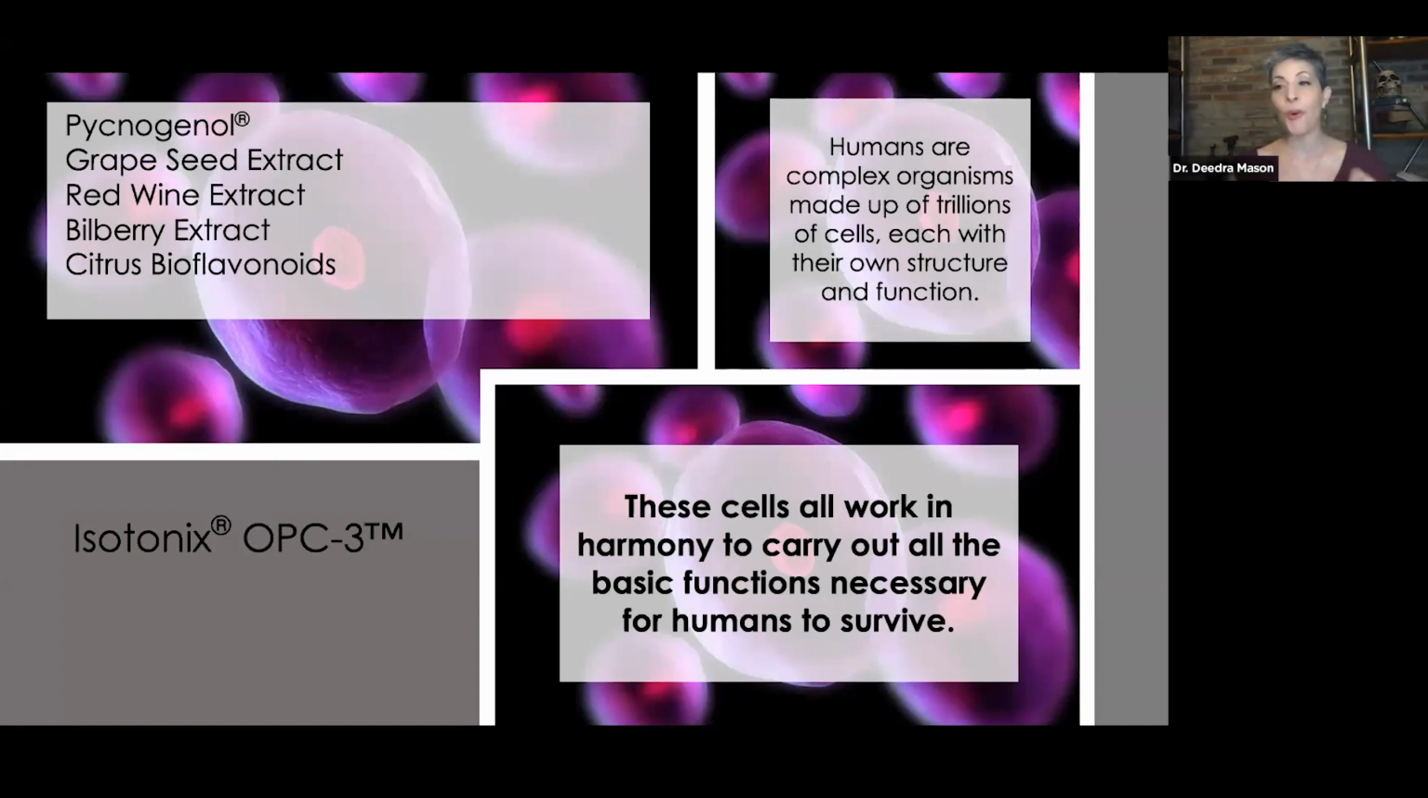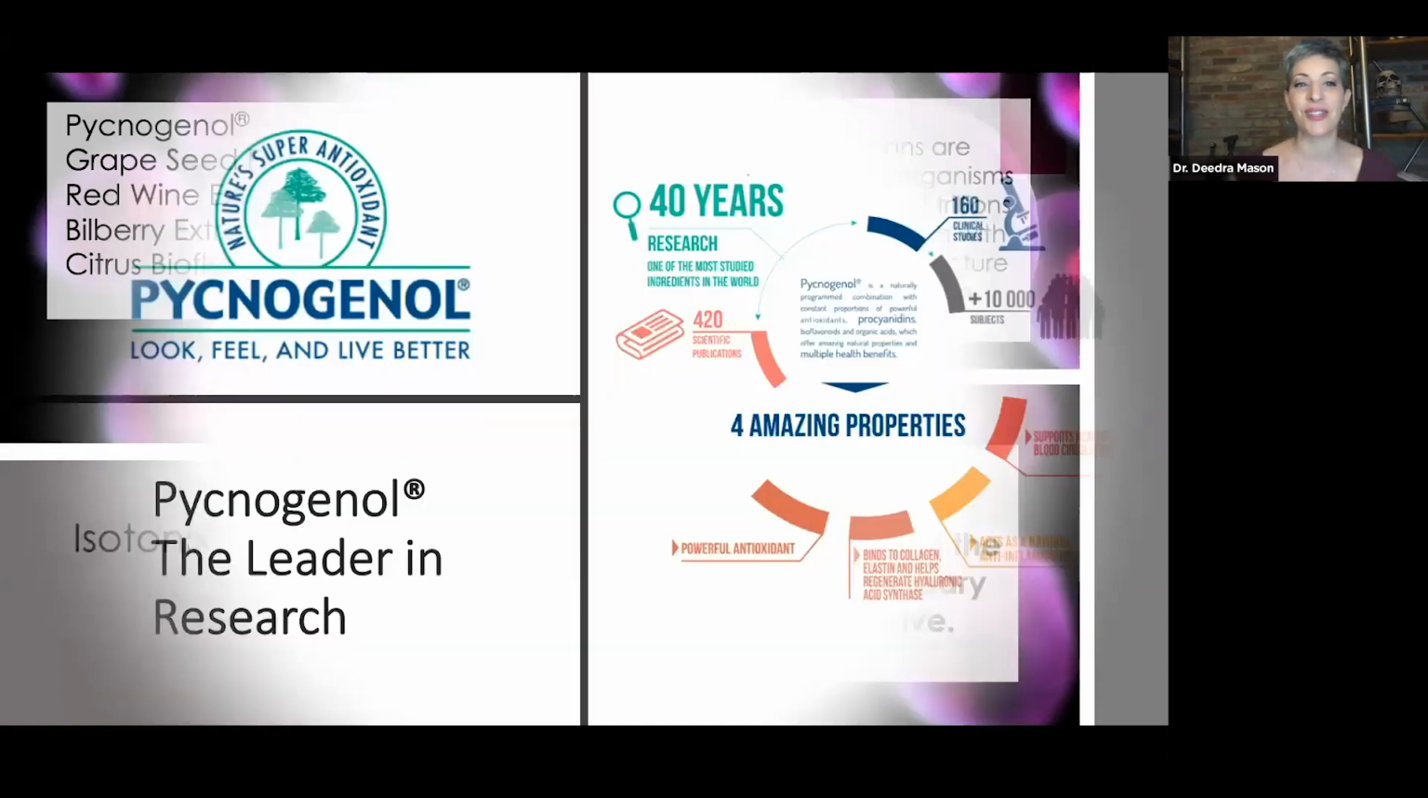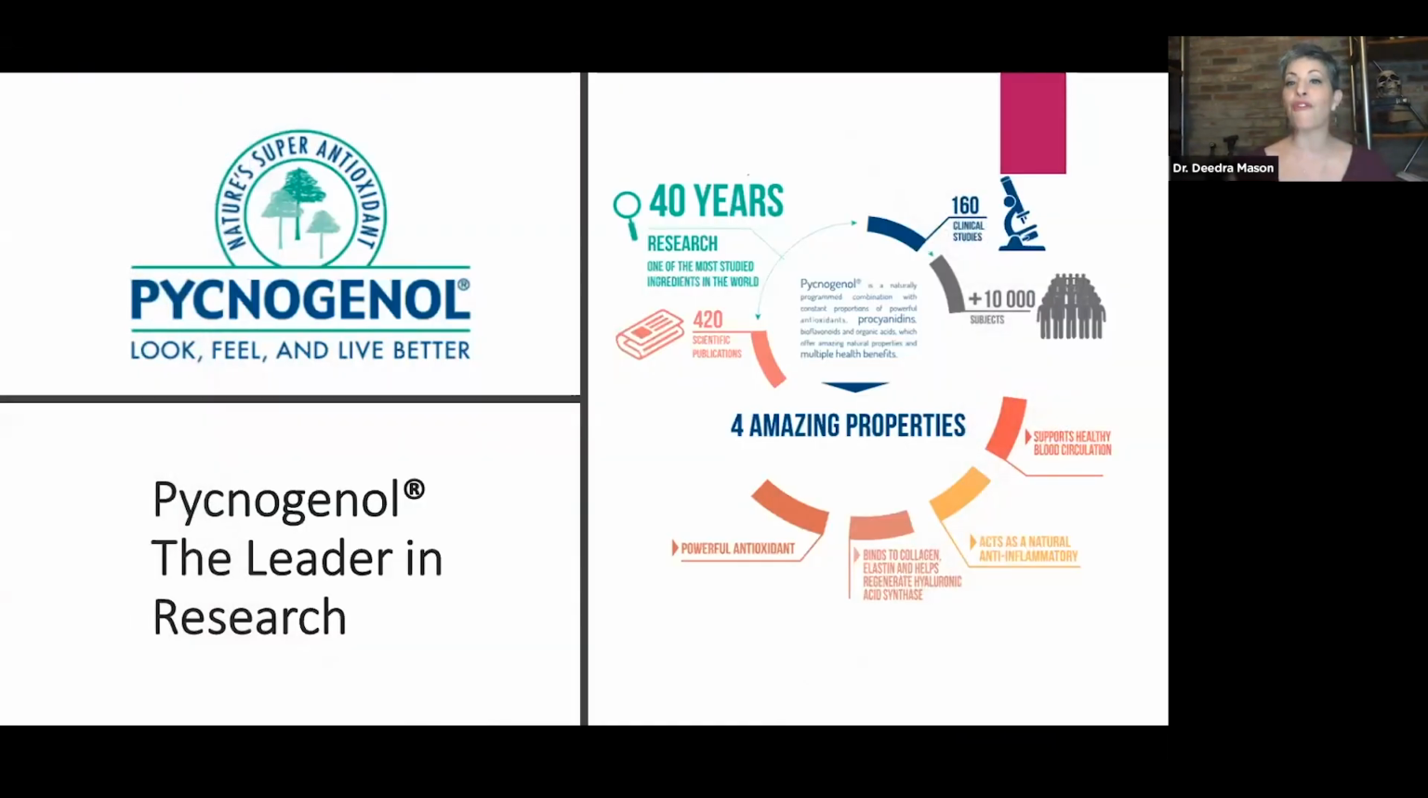Because we are so complex, we need to have a complexity of antioxidants to protect all of these tissues. Pycnogenol, with over 40 years of clinical research, 160 clinical studies with 420 scientific publications behind its mechanism of action. Pycnogenol is the leader in antioxidants. In fact, it is considered the gold standard by which every other antioxidant measures itself.